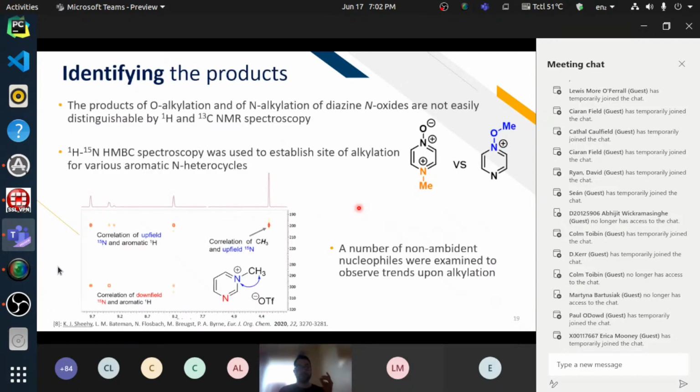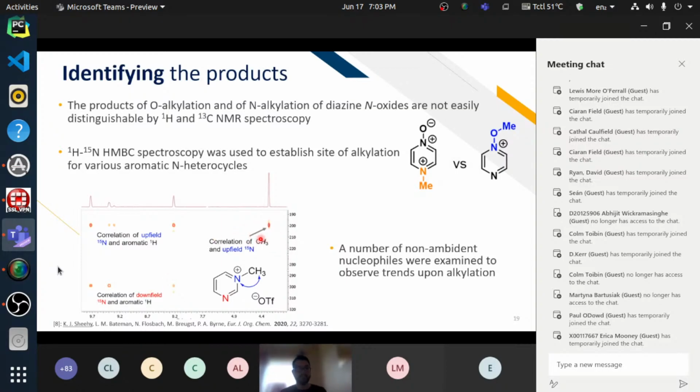Another problem you run into straight away when you're trying to do an ambident reaction of these types of compounds is identifying the products that you actually form. If you imagine the spectra of these two compounds that I've drawn here, they would be fairly similar in either proton or carbon. So to decisively determine the outcome of these reactions, we needed to use a technique that would tell us definitively what's forming. So we made the decision to use this really clever technique of 1H15N HMBC spectroscopy.